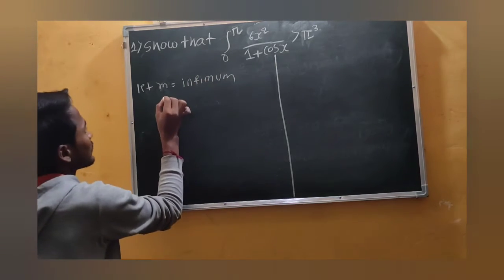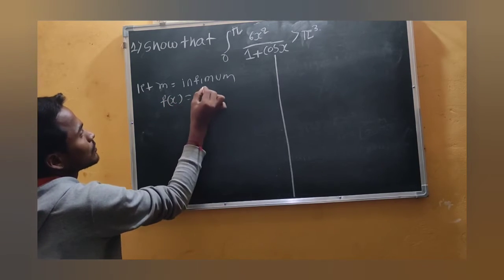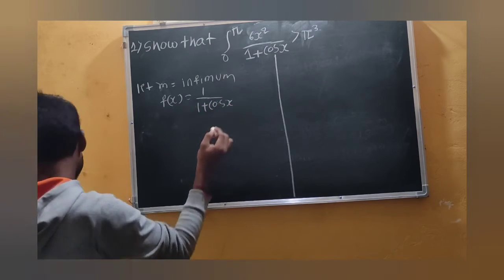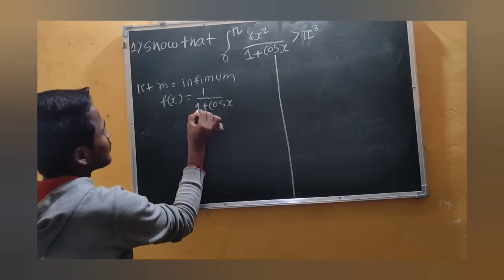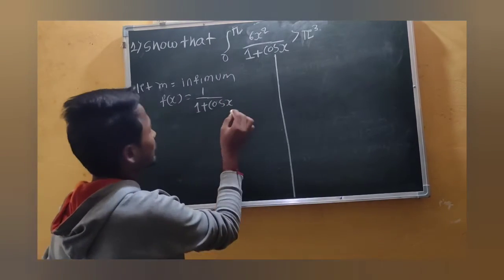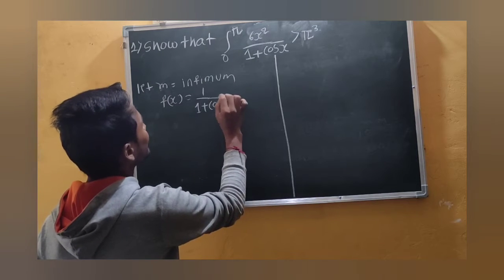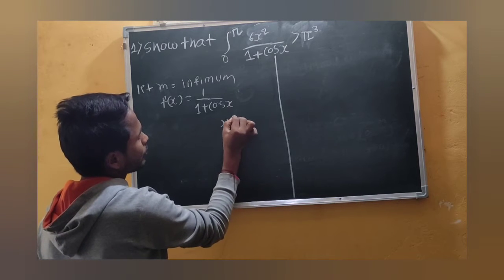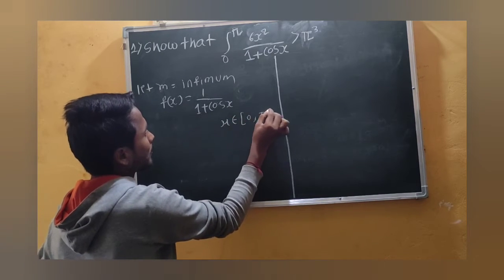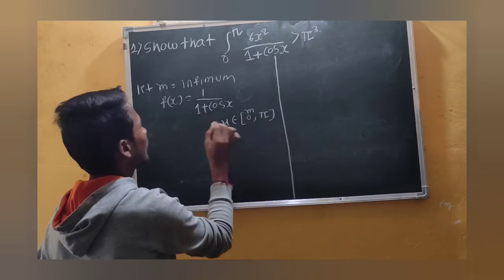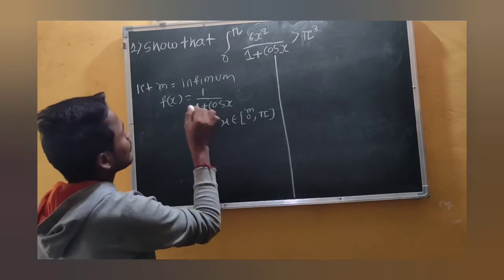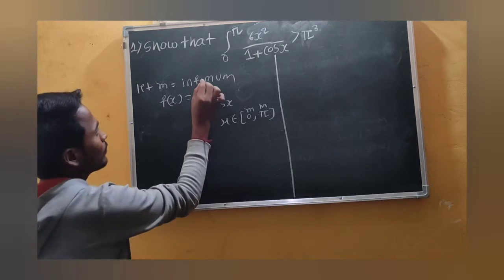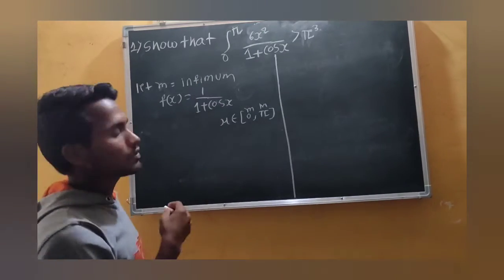So for the given function f of x equal to 1 divided by 1 plus cos x, you have to write the infimum first, with x in 0 comma pi. The infimum is small m, the supremum is capital M. For the infimum, we put x equal to 0.